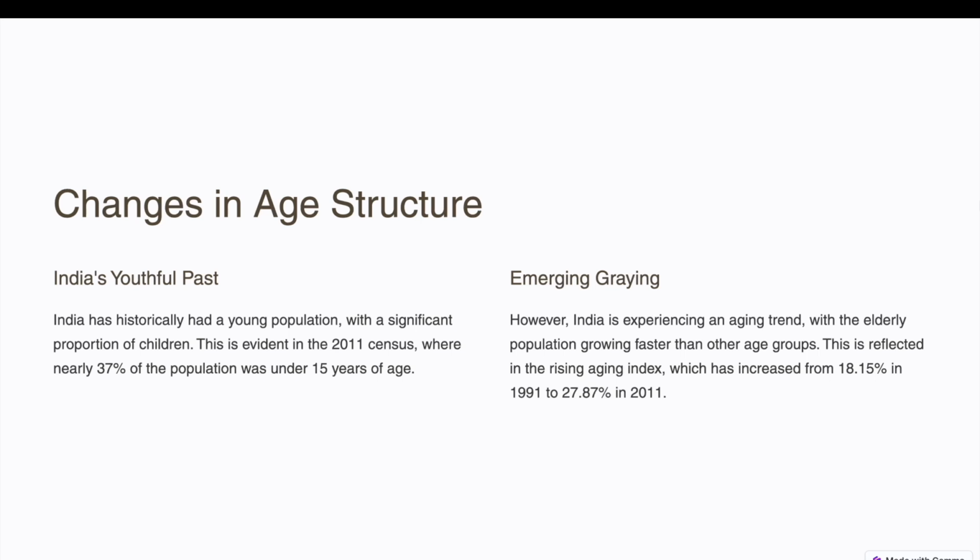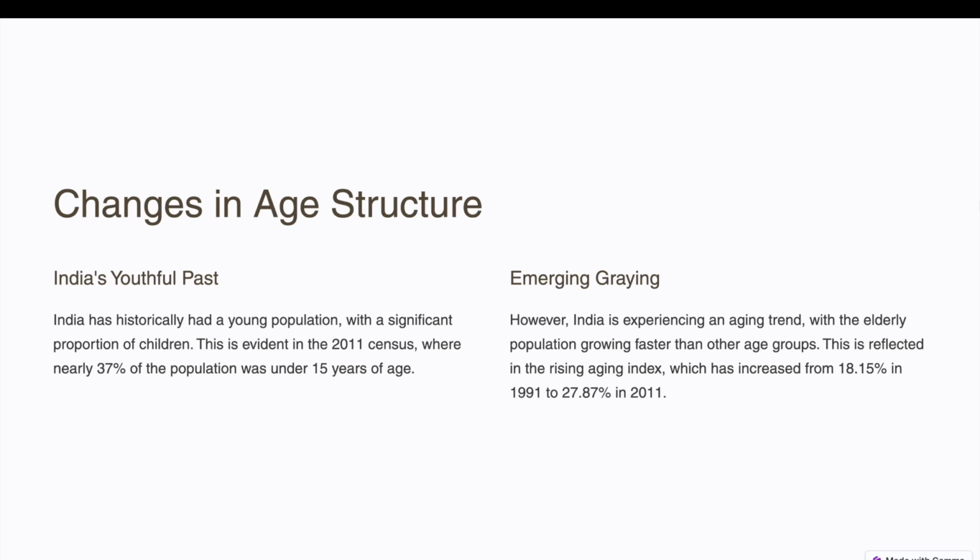Now, let's talk about India's age sex pyramid, which represents the population distribution across age groups. Post independence, India's pyramid had a broad base due to high birth rates and a narrow top due to low life expectancy. But with declining fertility and increasing longevity, the shape is changing. The base is shrinking and the top is widening, resulting in what's called a youth bulge, a large working age population.